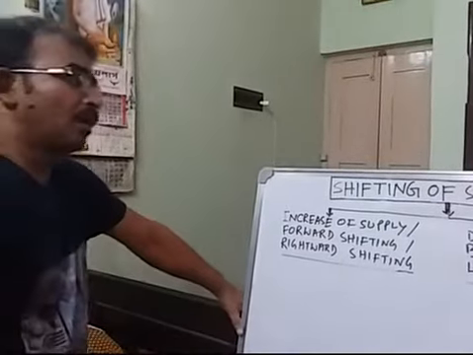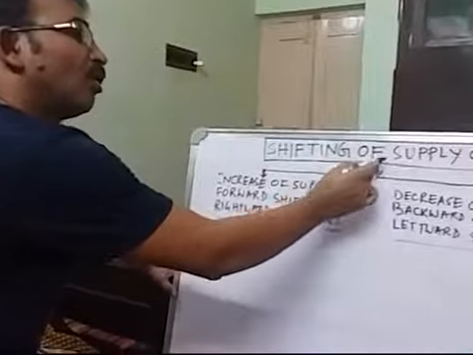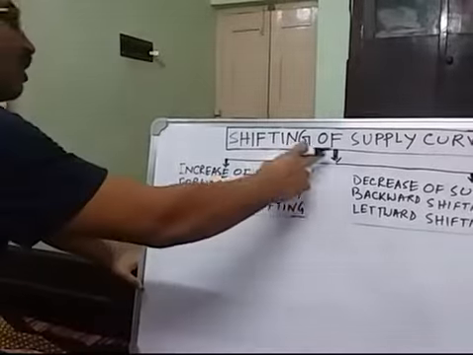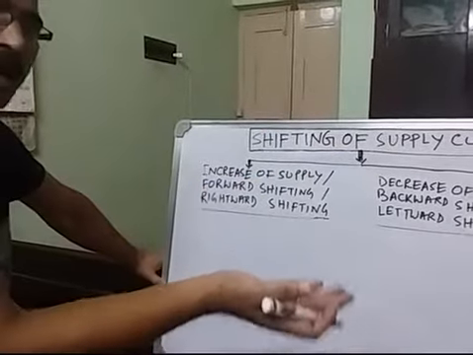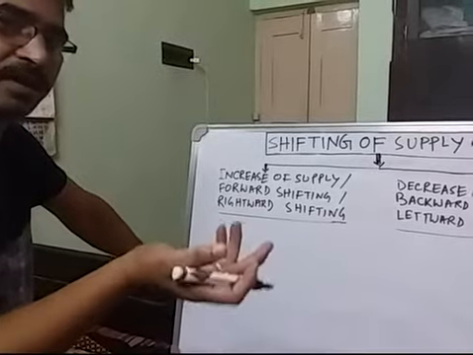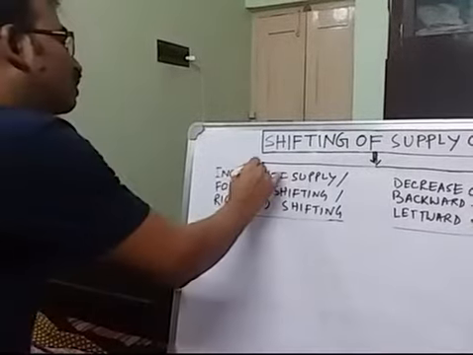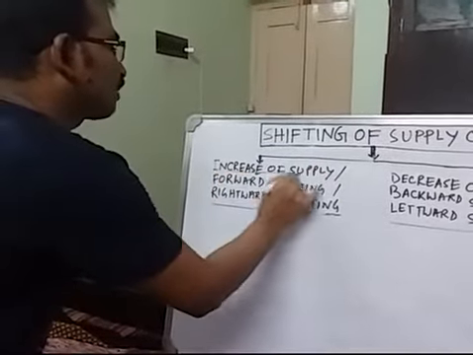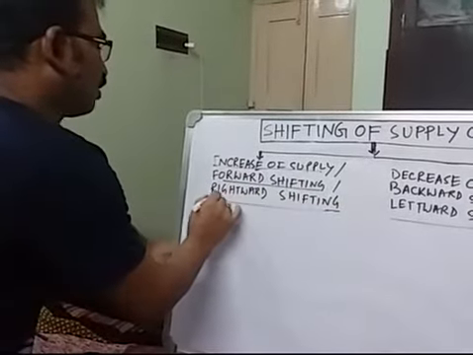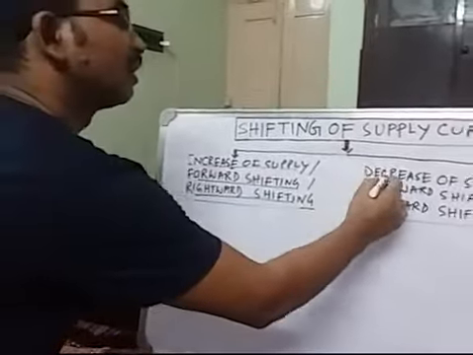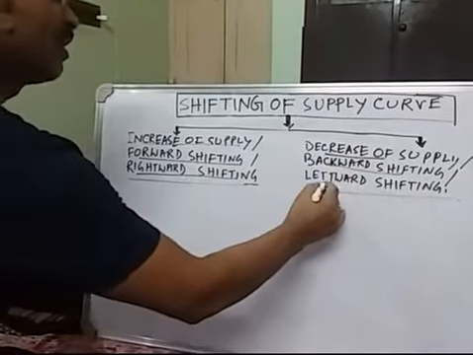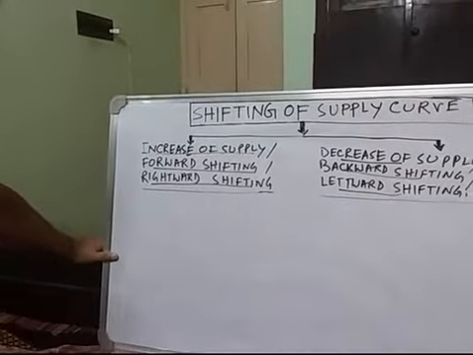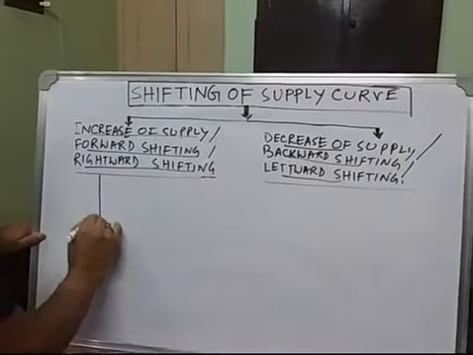Now I am discussing the shifting of the supply curve. Shifting of the supply curve means the supply curve shifts to the right side or to the left side, or forward shifting and backward shifting. So now see, we can classify the shifting of supply concept into two heads: the increase of supply, or forward shifting of supply, or rightward shifting of supply, and the decrease of supply, or backward shifting of supply, or leftward shifting. Now see how we can draw the curve and how graphically I can explain the concept.